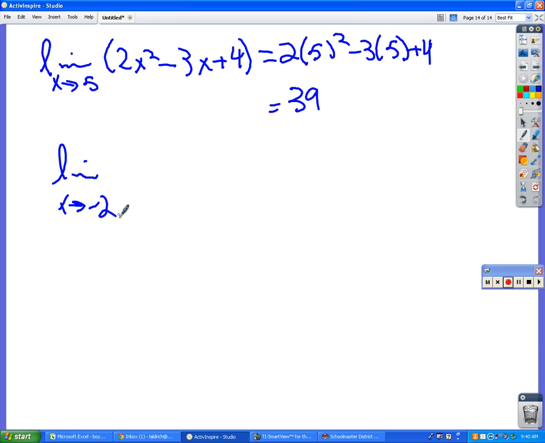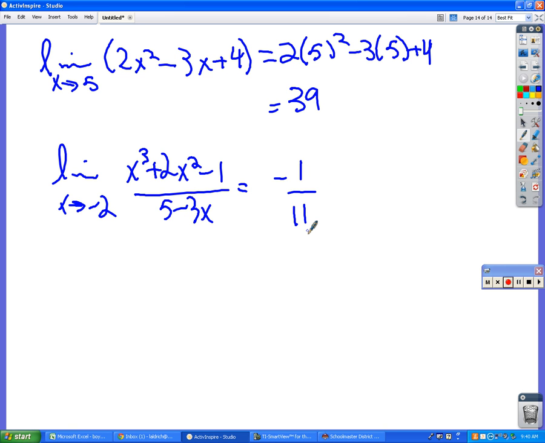Or if I wanted to find the limit as x approaches -2 of this. Come on, you okay? The limit as x approaches -2 of x cubed plus 2x squared minus x over 5 minus 3x. First thing you're going to do, always try and plug in -2, see if it works. -1 over 11. There's a puzzle. Yeah, -1 over 11 is correct.